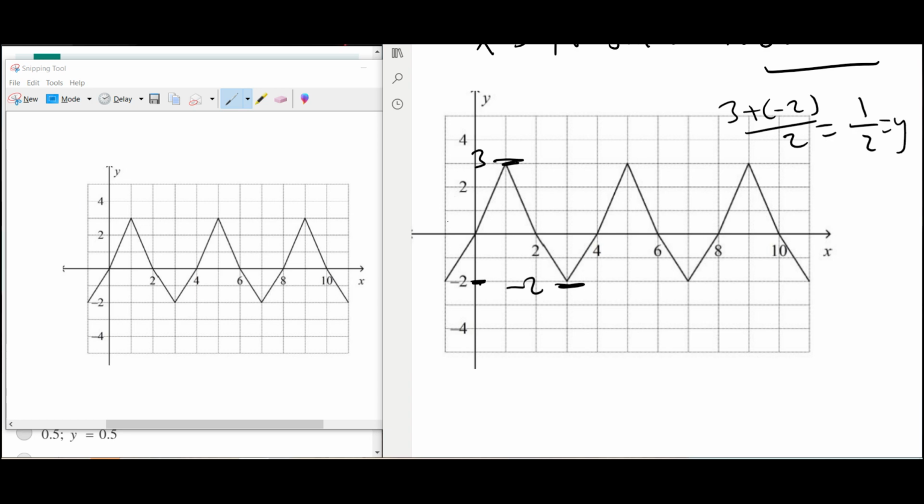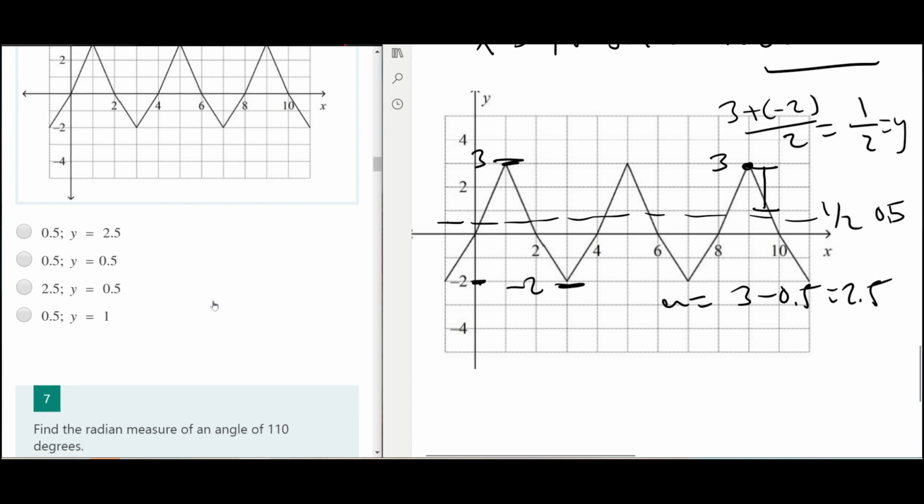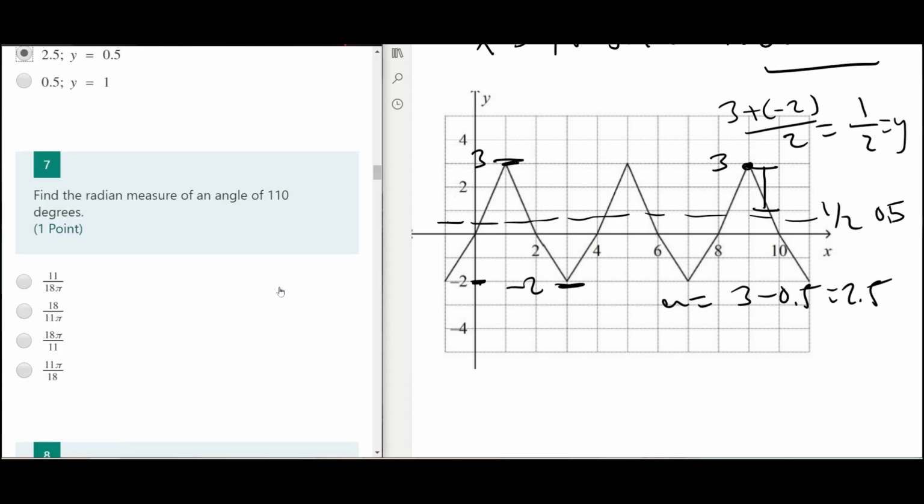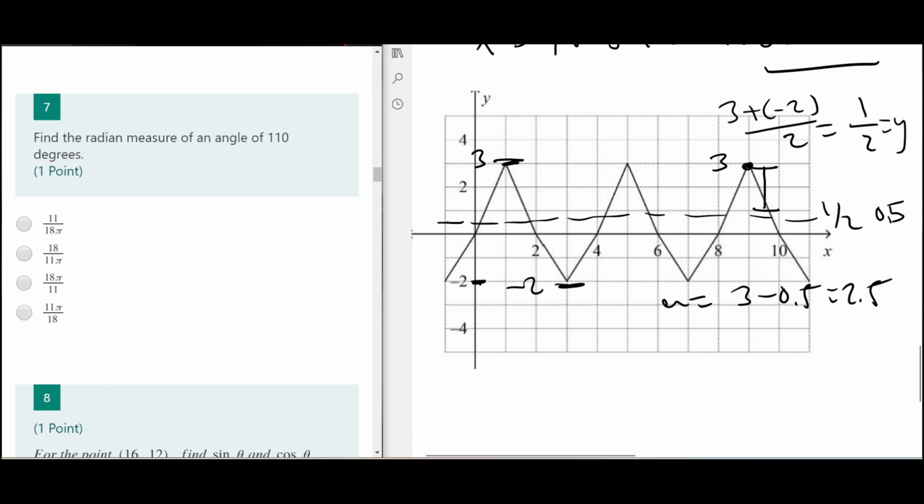So that's over here. And then if this is 1/2, then what's the distance between 1/2 and 3? 1/2 is the same thing as 0.5. So you got to do 3 minus 0.5, and that'll give you the distance. So 3 minus 0.5 is 2.5. That's my amplitude. So the amplitude is that height. So we have our amplitude is 2.5, our midline is a half or 0.5. It doesn't take very long to actually do that problem. So you can breeze through that one.